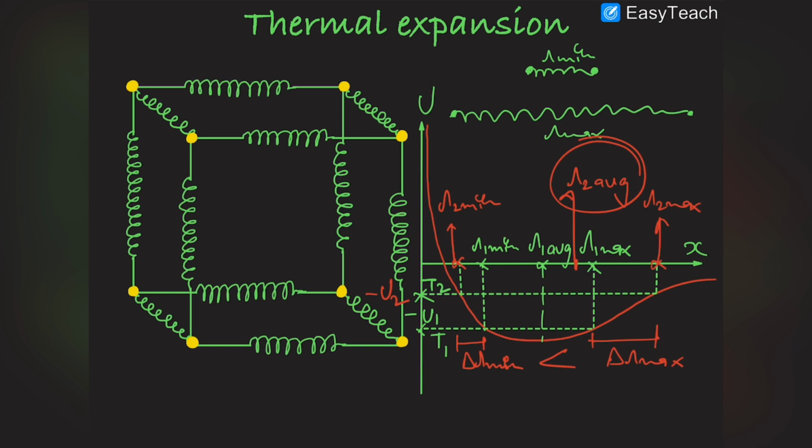So if this curve were symmetric like that, then in a symmetric curve, for any value of R max and R minimum, the R average would remain at the minimum point.